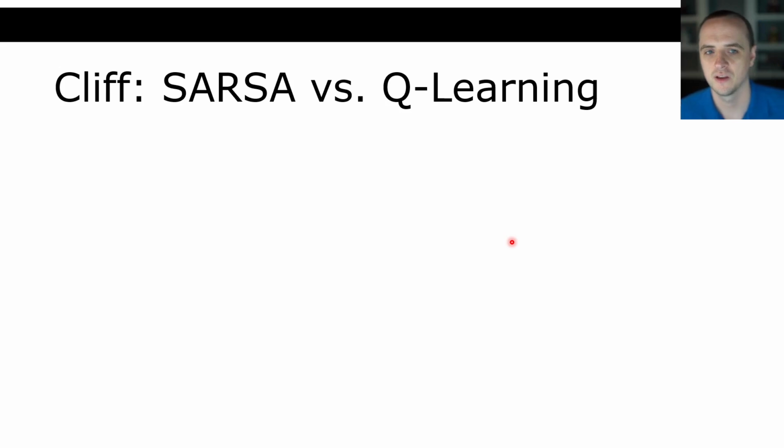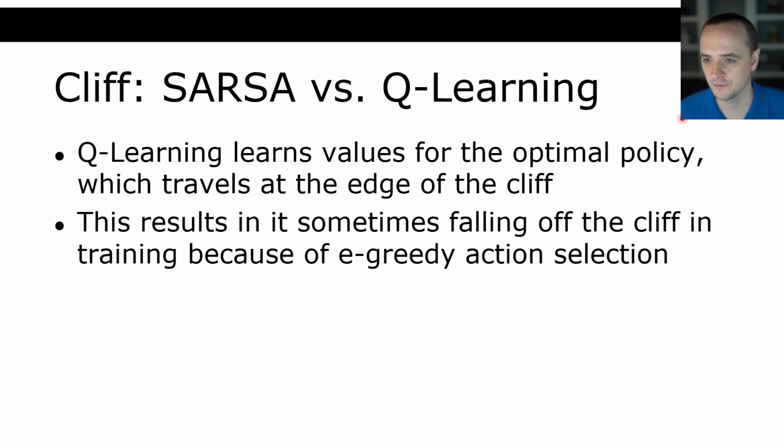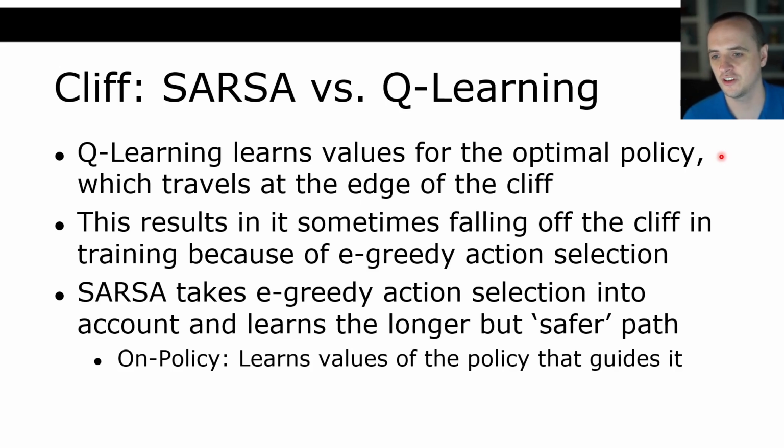All right. So Q-Learning learns the values for the optimal policy, which travels at the edge of the cliff. This results in sometimes falling off the cliff during training because of epsilon-greedy action selection. SARSA takes epsilon-greedy action selection into account and learns the longer but safer path.